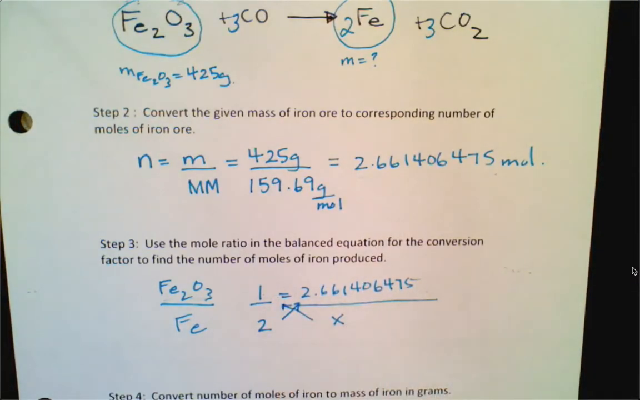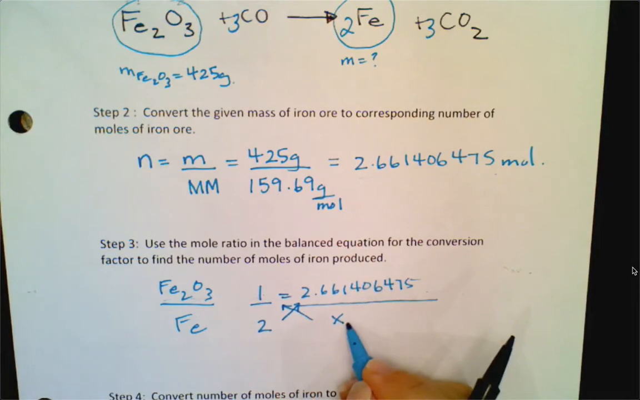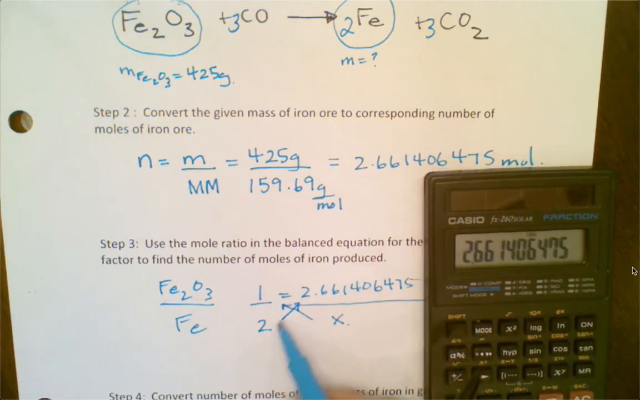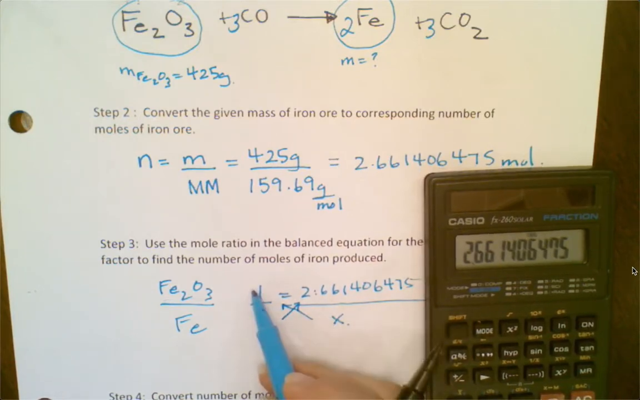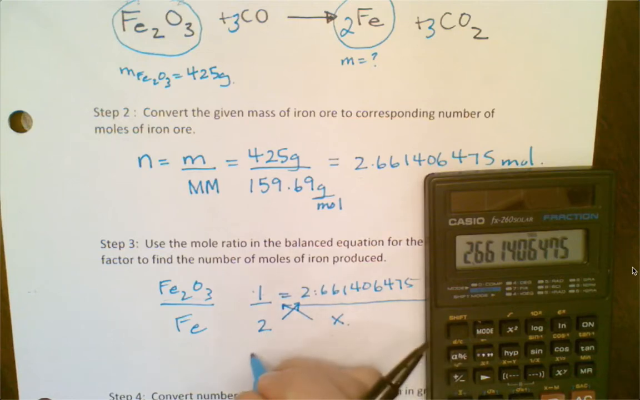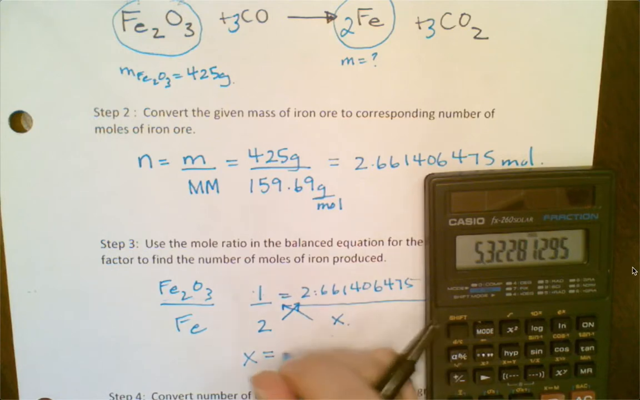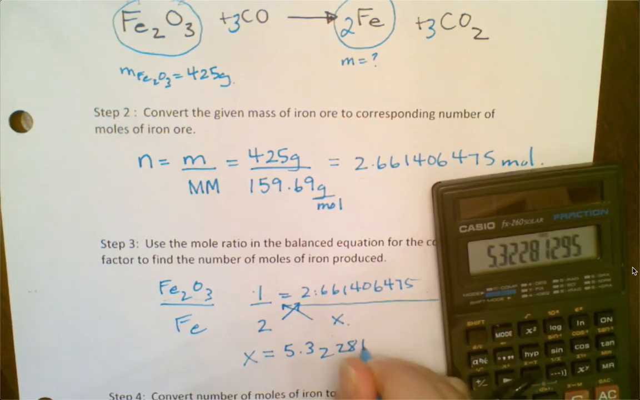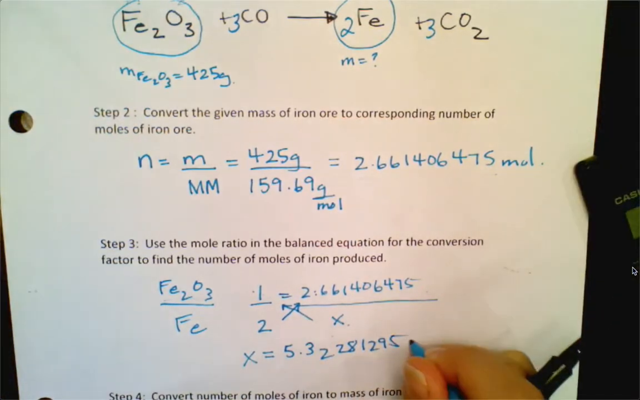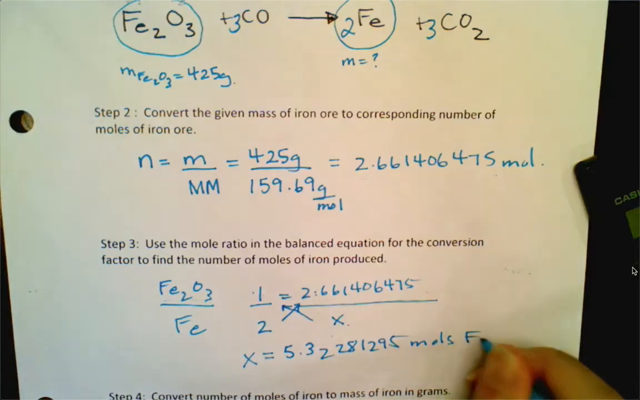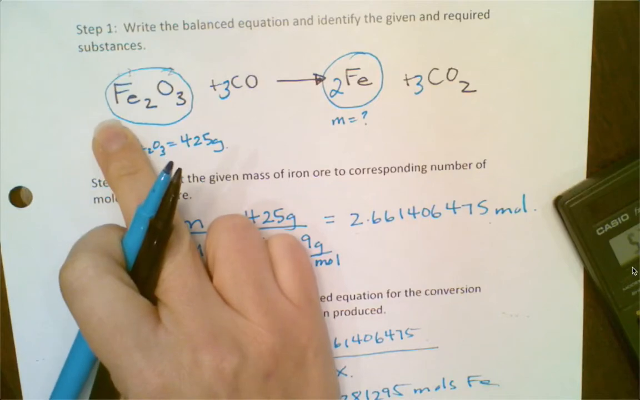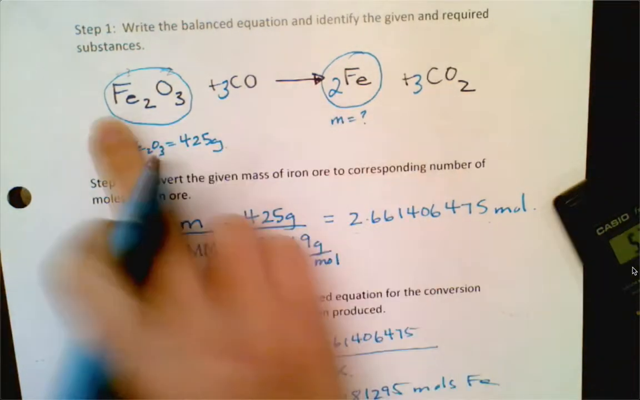So how many moles of iron? That's what X is representing. I haven't cleared this out of my calculator because, as you see, I'm going to be multiplying this by 2, and then I'm going to divide by 1. So my x in this case will be just 2 times that value. So I get 5.3228125, and that represents moles of iron. Now, intuitively, I know that I would just multiply this by 2 because for every one of these, you have 2 of these. So it's a 1-to-2 ratio.